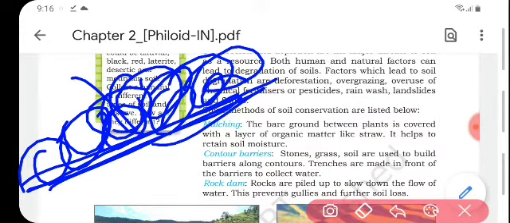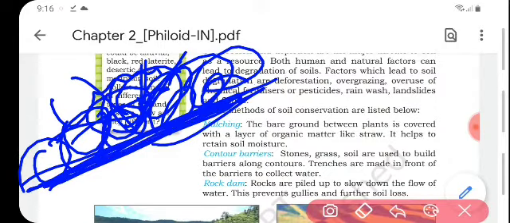You can also see the cow dung, and some unused parts of vegetables, some parts of trees, some parts of plants. All these are covered here. So what happens is it just retains the soil moisture.